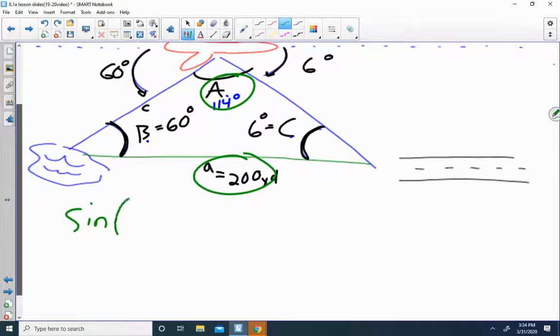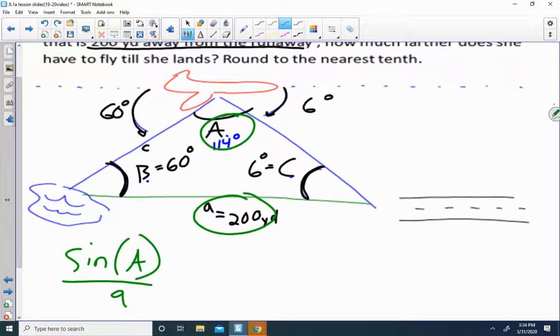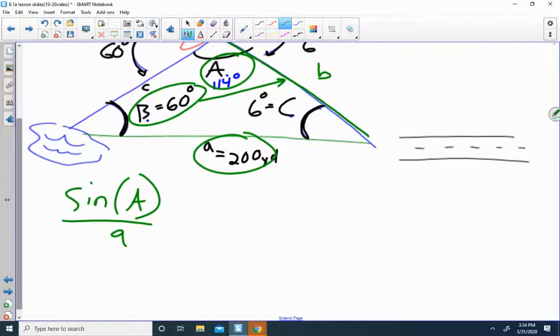So sine of big A over little a. And for us, we are trying to find this side, or we're trying to find little b. And we can use big B to help us find it. So what's going to make that equal to sine of big B all over little b? So then you just got to plug in the numbers and go from there.